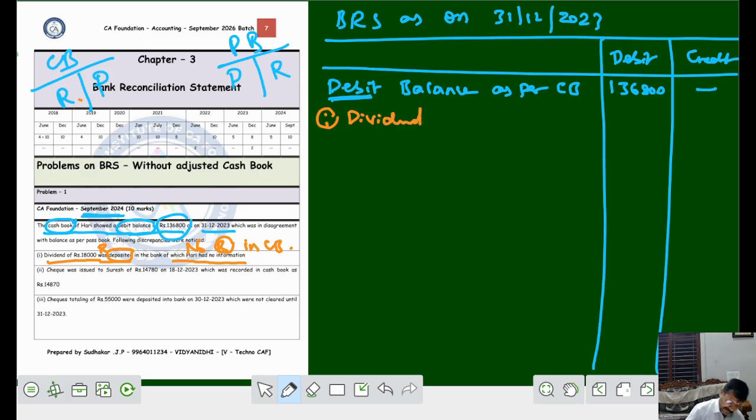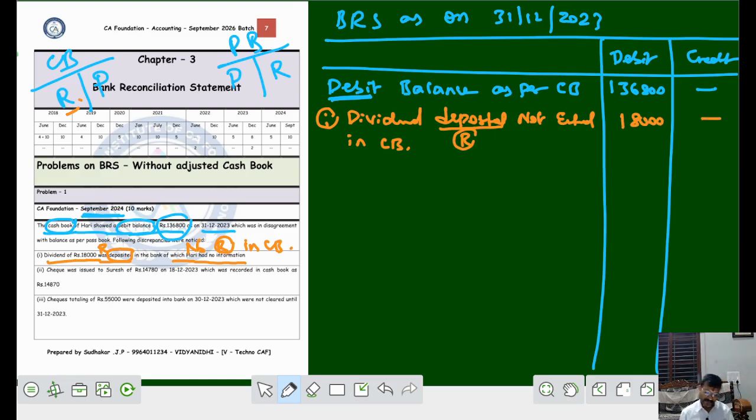Dividend collected, dividend deposited, not entered in CB. Here dividend deposited means receipt. Not entered in CB means no receipt in CB. No receipt in CB means where do we have to record it? On the debit side. How much is it? 18,000 on the credit side. I hope you got it. Simple logic, my dear children.